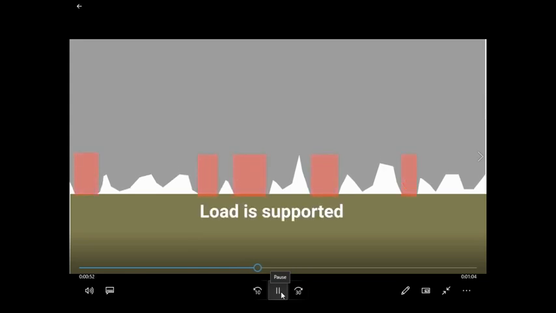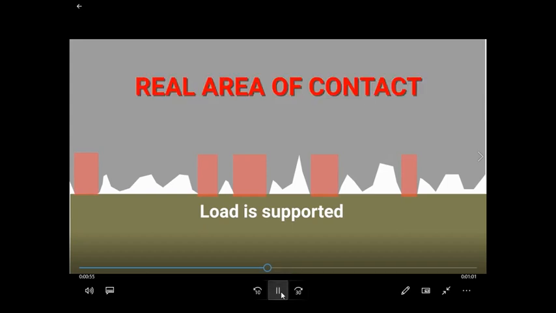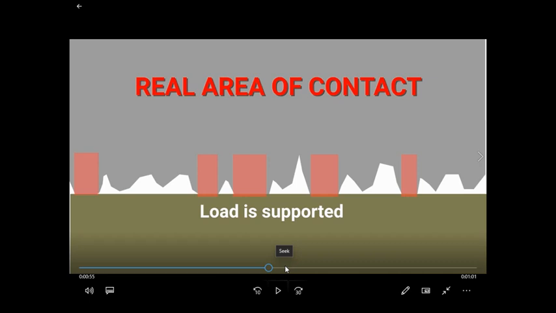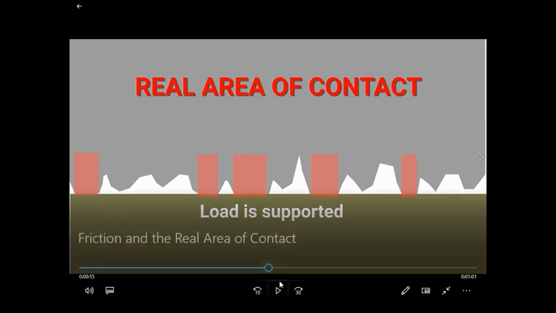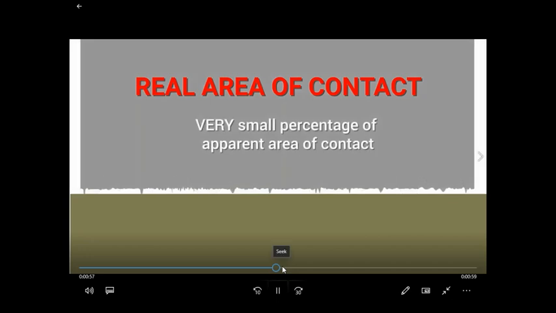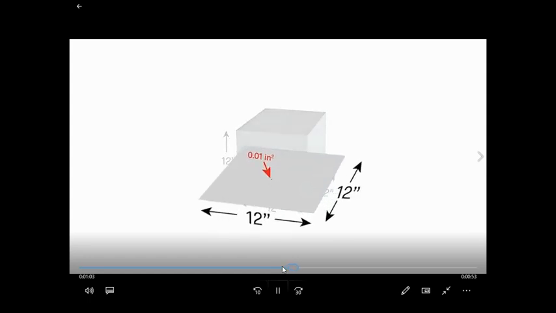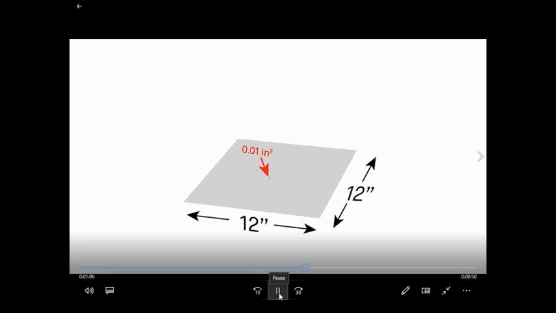The area of material that supports the load is called the real area of contact. Even though the block is a certain number of square centimeters, the real area of contact is really just those tips of the textured or bumpy shape that touch first and squish and then support the load. So picture them as little springs, right? If you had short springs and long springs, the load would be supported by the longest springs that compressed first. The other ones wouldn't be touching at all. It's typically a very small percentage of the apparent area of contact. For this 12-inch steel cube, the real area of contact is only about 0.01 inches squared.